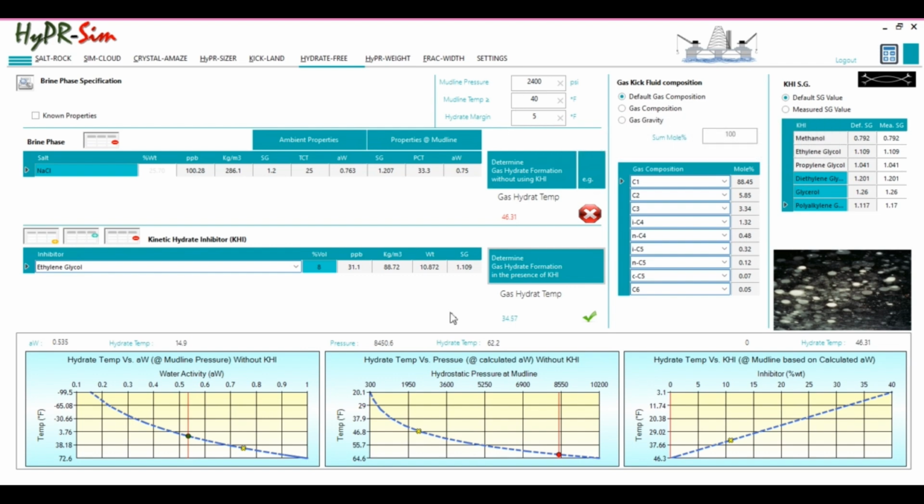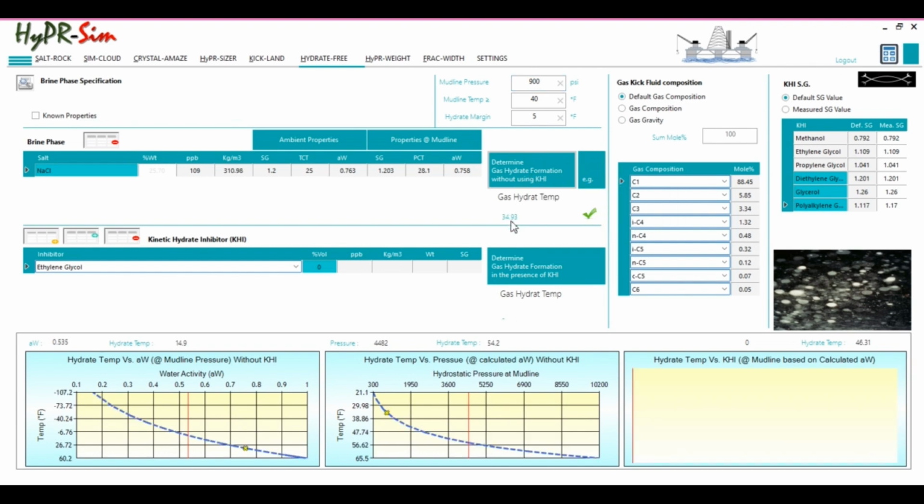Instructions for simulation adjustment. Remove the KHI concentration and set the mudline pressure to 900 psi, which corresponds to a 375 meter hydrostatic column of 13.5 ppg drilling fluid in the riser. Run the simulation. As the results indicate, the risk of gas hydrate formation falls below 35 degrees Fahrenheit, which confirms that the conditions are within the free zone of gas hydrate formation.